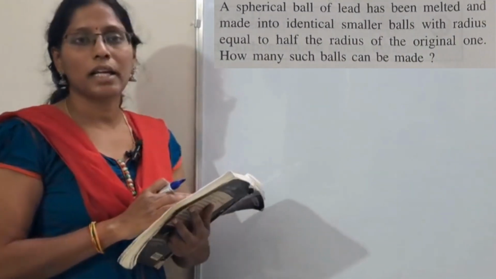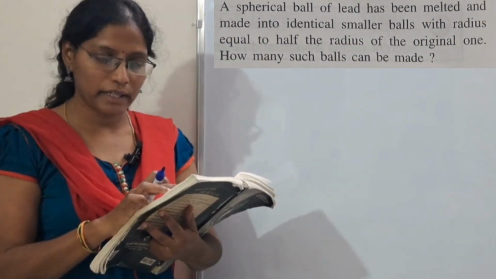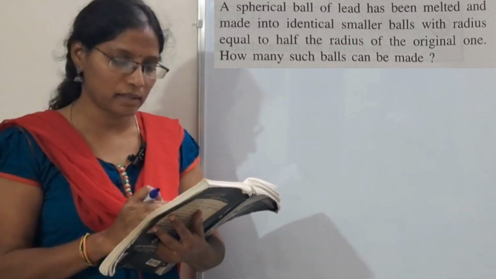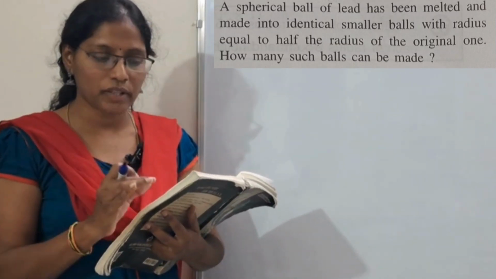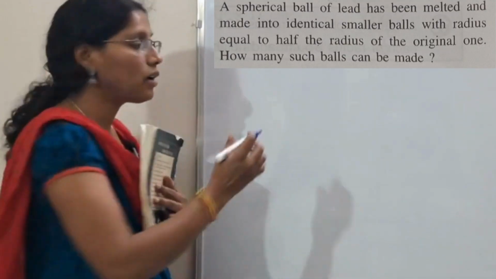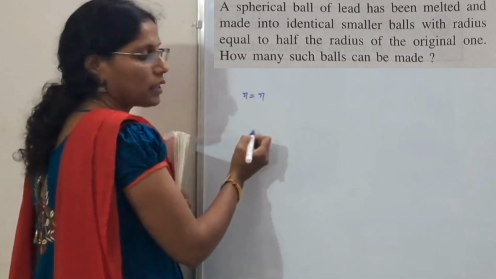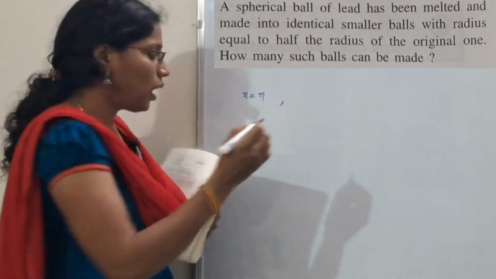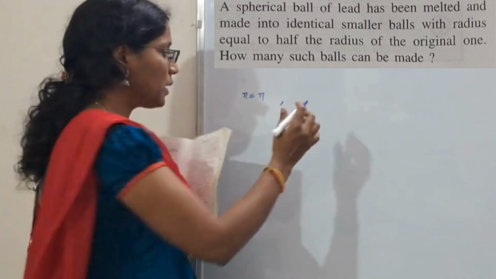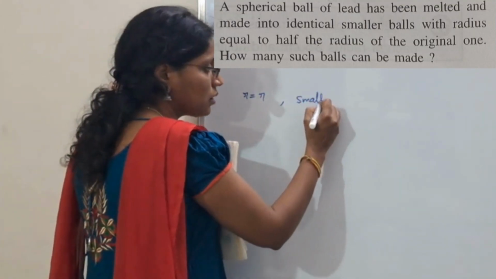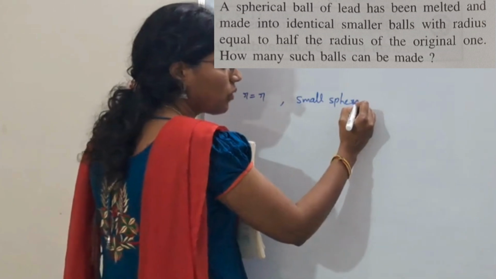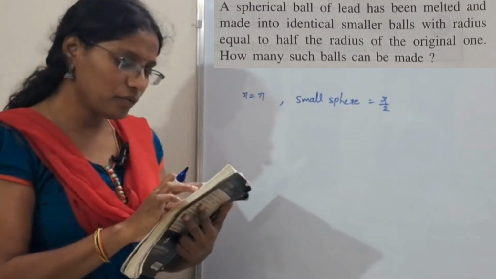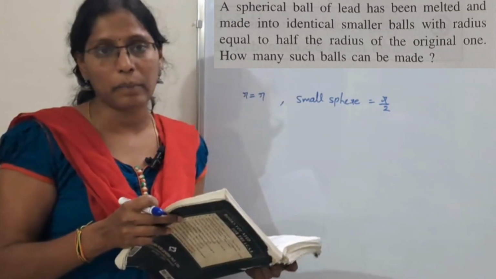Next, problem number 3. In this problem, a spherical ball of lead has been melted and made into identical small balls with radius equal to half of the radius of the original one. First, the original one how much? Larger sphere radius is R, and the smaller sphere radius is equal to half of the original one. Now we have to find out how many such balls can be made.